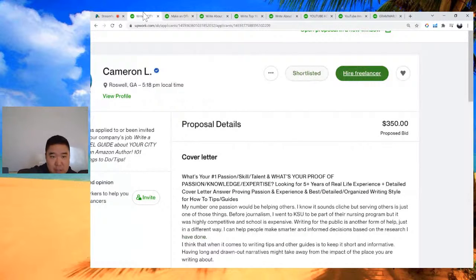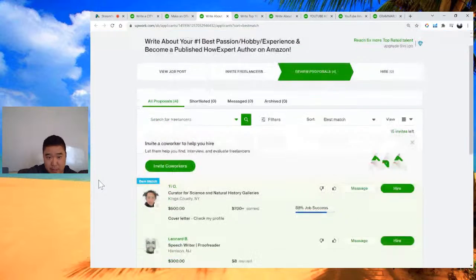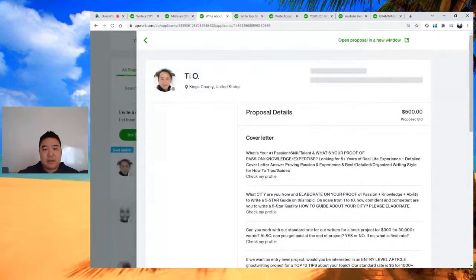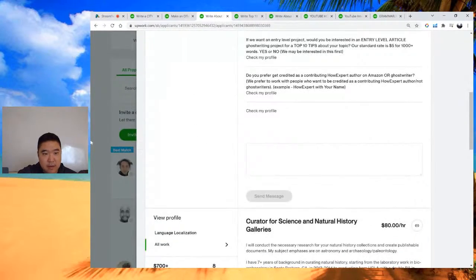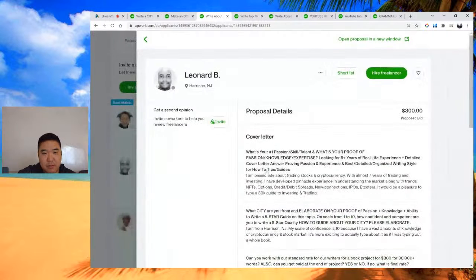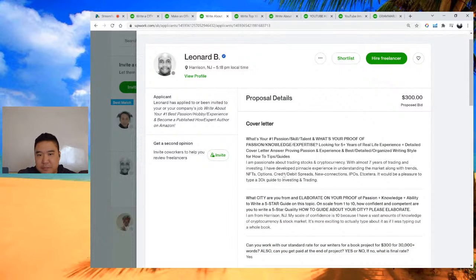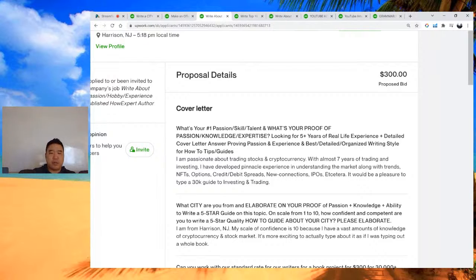Now I'm going to continue looking at these job posts because I am interested in hiring, looking at other writers as well. Okay, so let's take a look at these applicants. Some say check my profile. I'm sorry, I'm looking for people who take the time and answer the cover letter in detail. I'm passionate about trading stocks and cryptocurrency with almost 7 years in trading and investing. Developed the pinnacle experience and understand market along with trends, NFTs, options, credits. Okay, I like his style of writing. I like how he's very organized. And NFTs, by the way, I invest. I'm a believer and investor of crypto myself, and I understand what NFTs are. Matter of fact, I actually created one OpenSea NFT once for a fun experience. I didn't make money, but I know what he's talking about. So I will be open to this topic.